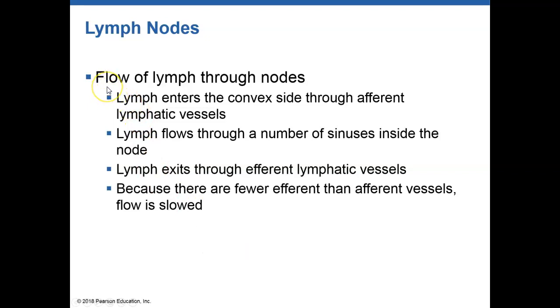So there's a one-way direction for the flow of lymph. It enters through afferent vessels into the lymphatic nodes, and then it moves through the lymphatic nodes, being tested the whole time, and exits through efferent lymphatic vessels.